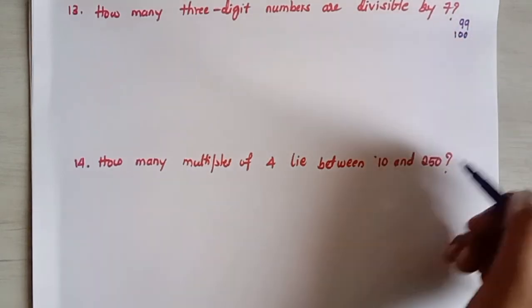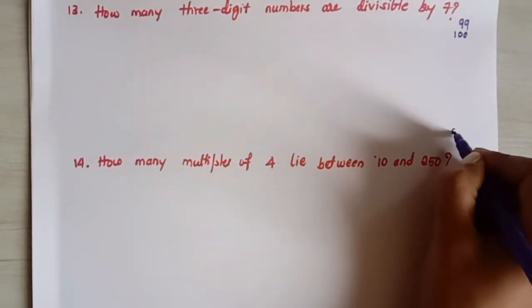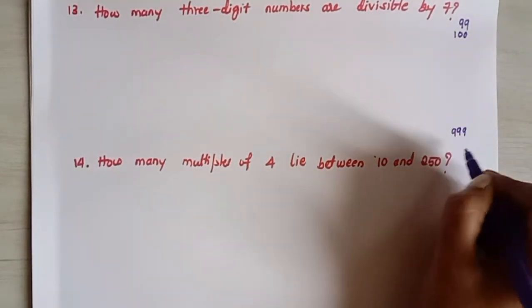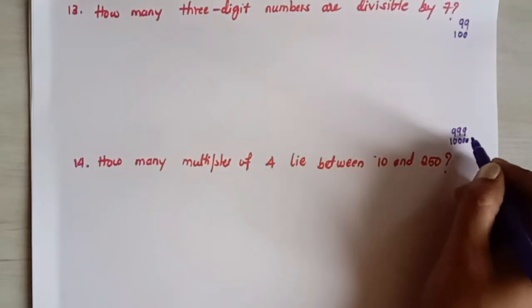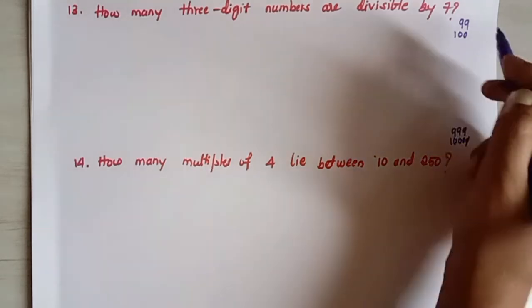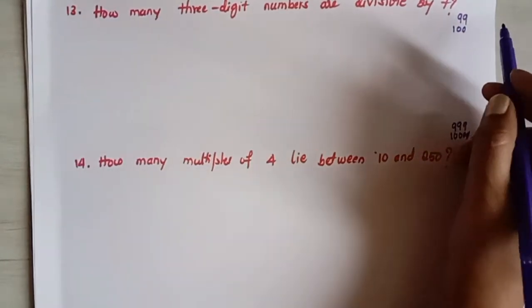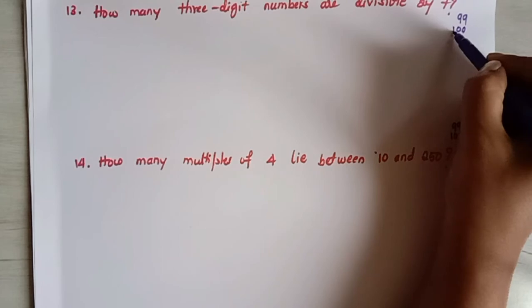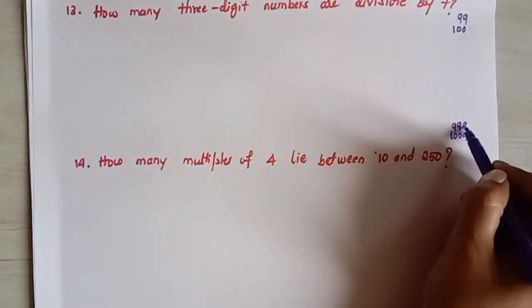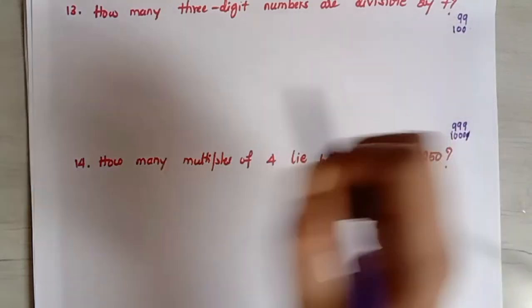Okay. So, what is the maximum 3-digit number? The maximum 3-digit number is 999. After 999, the number is 1000, which is a 4-digit number. So, the maximum 3-digit number is 999 and the maximum 2-digit number is 99. In between 100 and 999, we have to find the numbers which are divisible by 7.